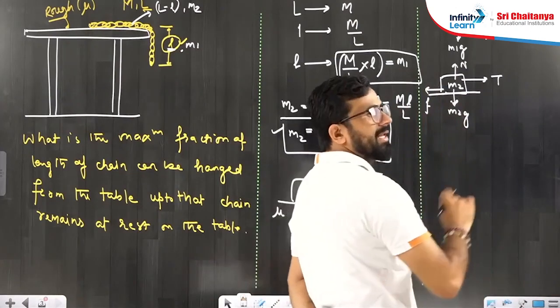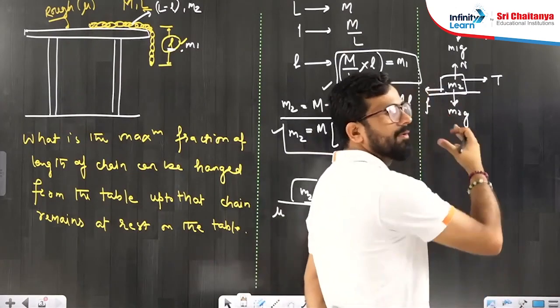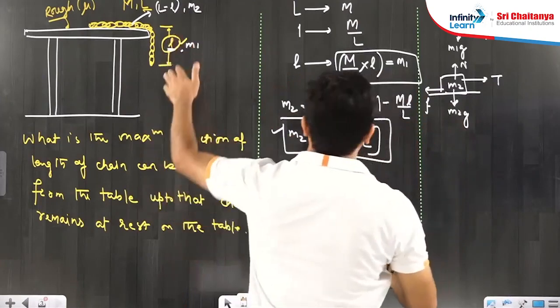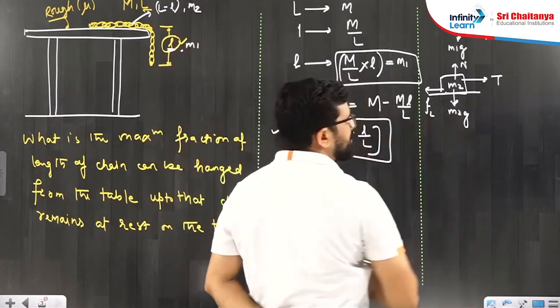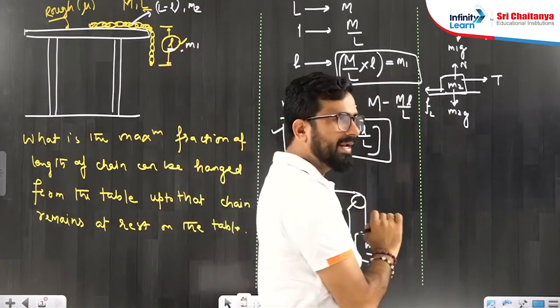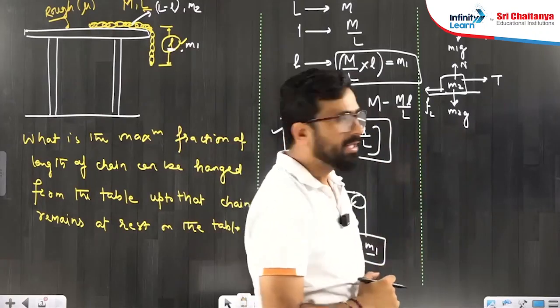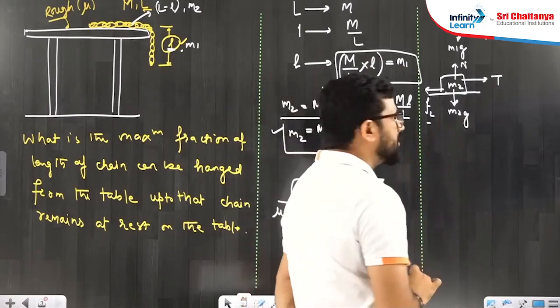This is the friction and limiting condition, because maximum length we are hanging. That means this is the limiting friction we are applying. This is not kinetic, but this is limiting friction we are applying. So we have to find this value. So what will you say?